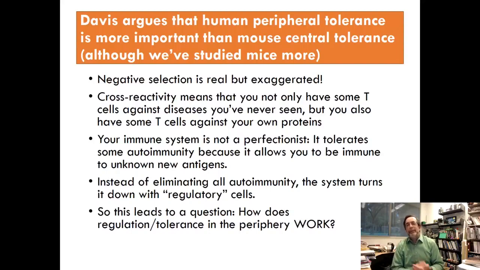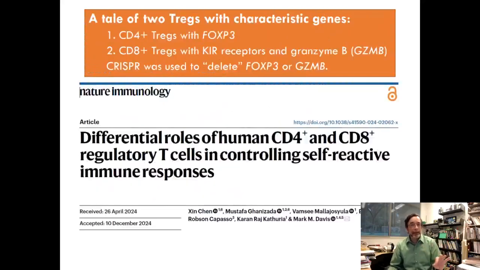That leads to the question of how it turns down the T cells once they get out of the thymus into the periphery. How does that work? We know it's Tregs, but are there different kinds of Tregs? It turns out that Mark Davis has an answer to that that just came out. It was only accepted in 2024, and it was actually published technically this year. So now we have it. You're probably the first people to hear about it.